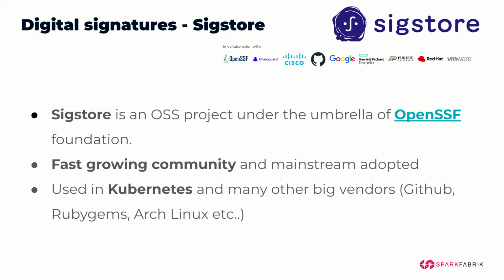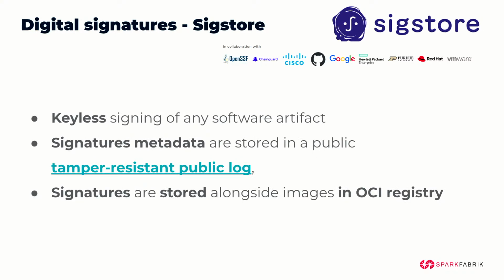GitHub is integrating, or has just integrated it, in their package management features. And other ecosystems are working to integrate it, like Ruby Gem, Arch Linux, and so on and so forth. So the success of Sigstore is mostly driven by its very innovative features, like keyless signing. This is very, very important. It works by using your public identity, like GitHub, Google, or whatever OpenID provider is supported by Sigstore, to generate a short-lived certificate and use it to sign on your behalf.